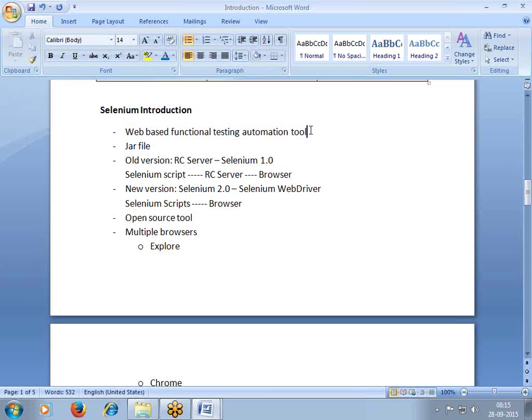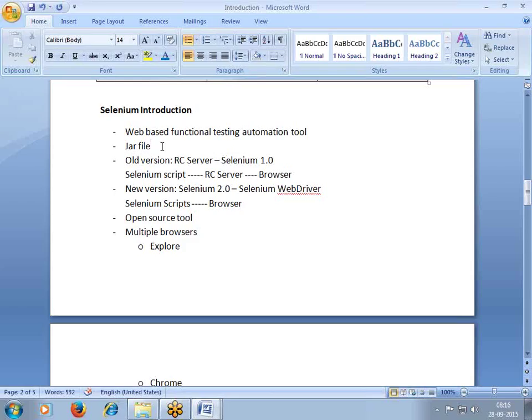Actually, Selenium is a web-based functional testing tool. We can automate only web-based applications. Functionality can be automated by using the Selenium tool. Selenium is not a tool like QTP. If you see QTP, there is an application, a tool where you can see a GUI, a user interface. You can open the QTP tool and see something. But in Selenium, there is nothing. There is no user interface for Selenium.